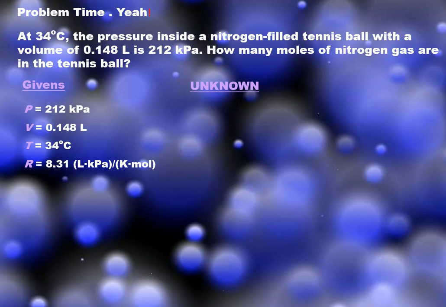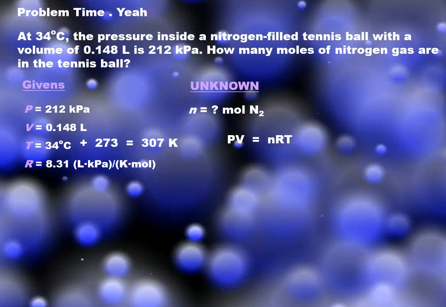Now, another thing that we have is the temperature in degrees Celsius. So we have to change that to Kelvin by adding 273, which is 307 Kelvin. Make sure you remember to do this step. Our unknown is the number of moles, and our equation is PV equals nRT.